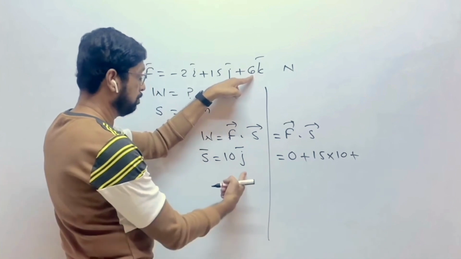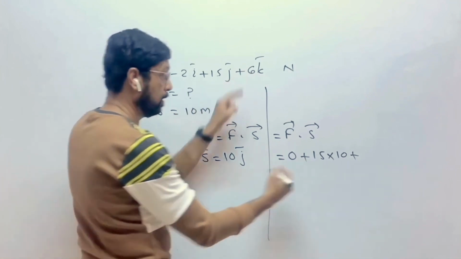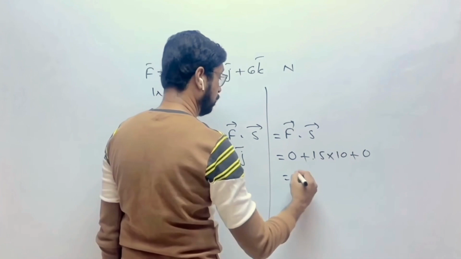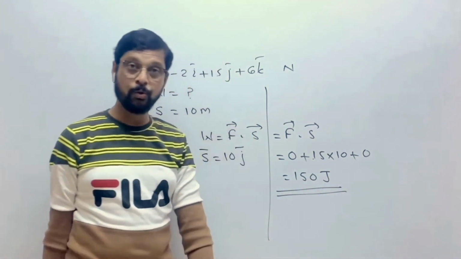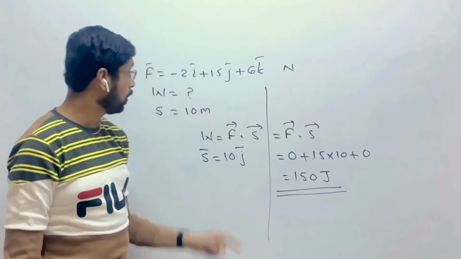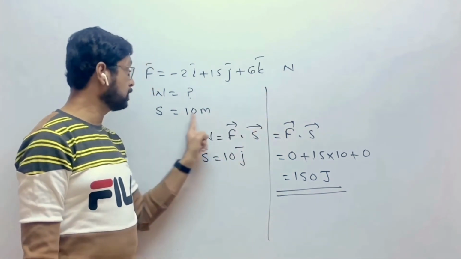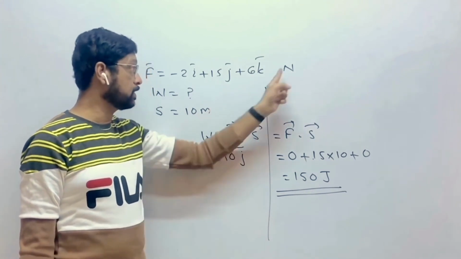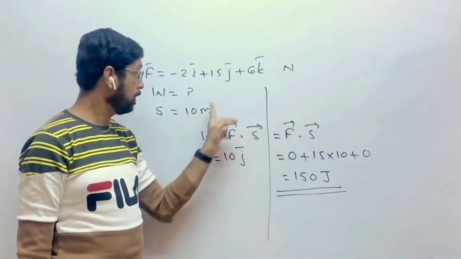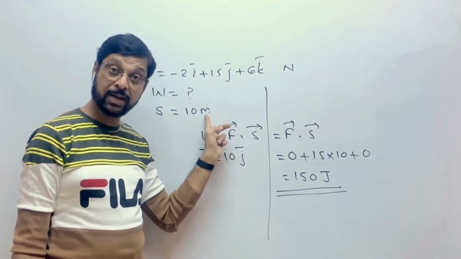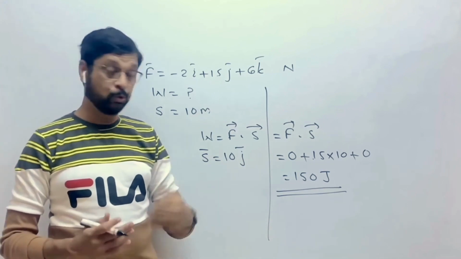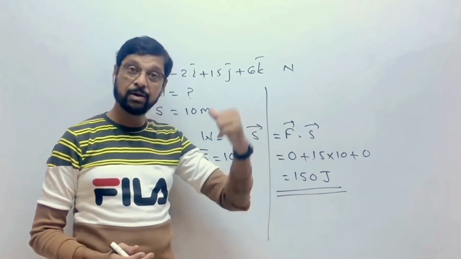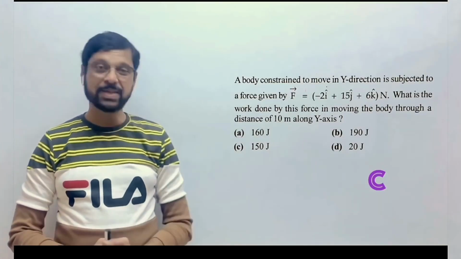6, BZ 0, K भी नहीं है. So that is 15 into 10, 150 joule. Why joule? Because force is given in Newton and displacement in meter. SI units. Force का SI unit है, displacement का SI unit है, means work will be in SI units, और work का SI unit क्या है? Joule. So your answer is 150 joule. So what is your answer? Your answer is C.